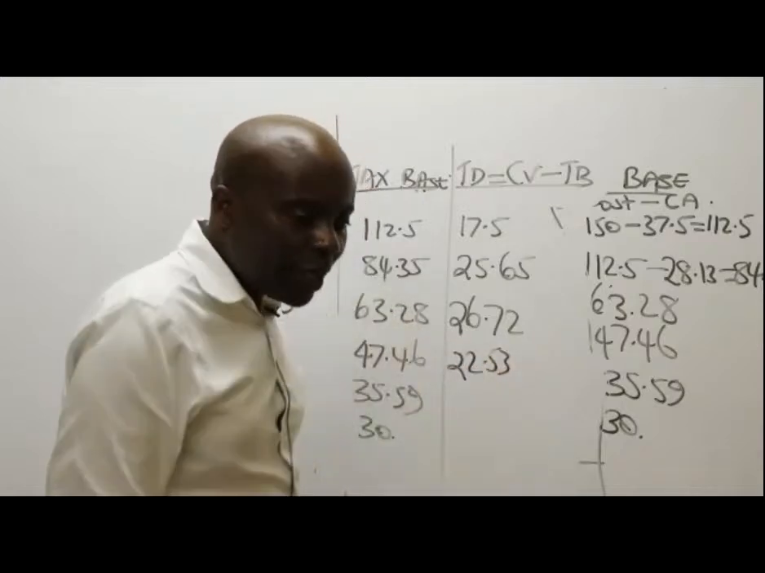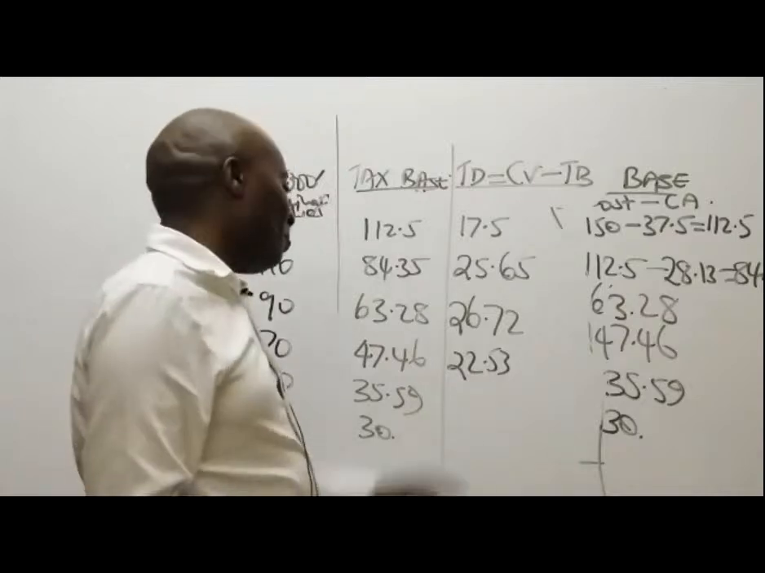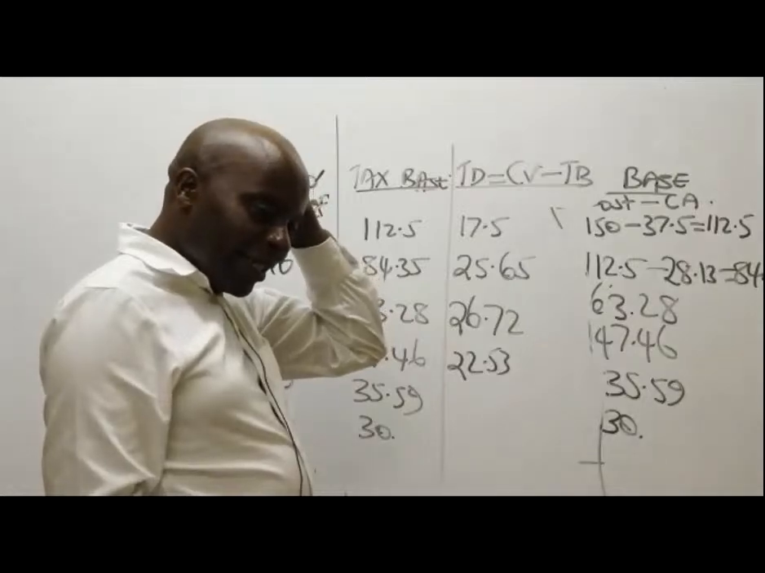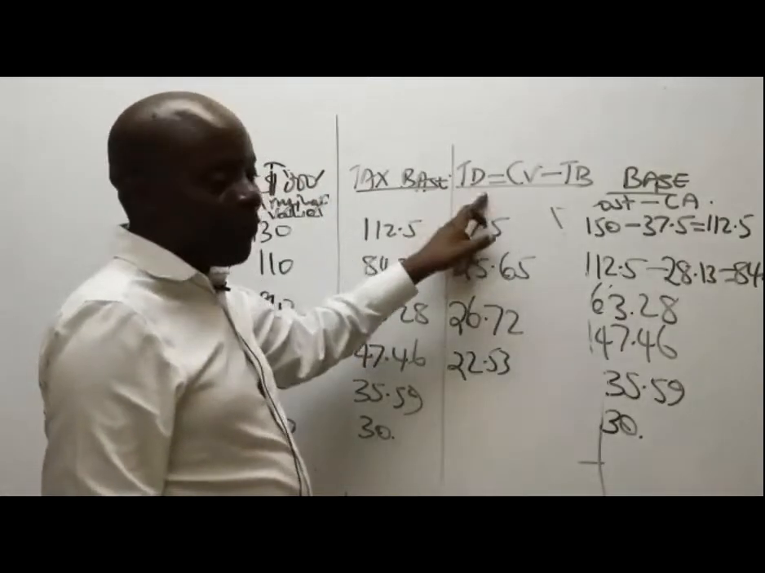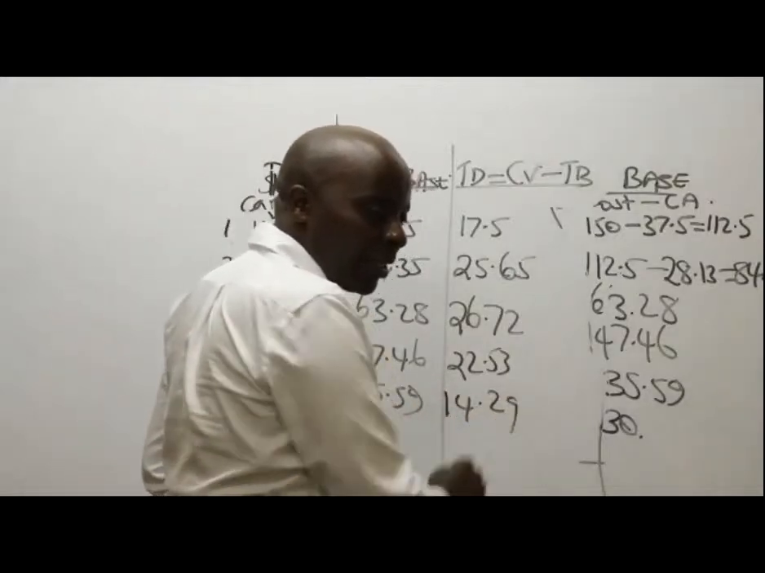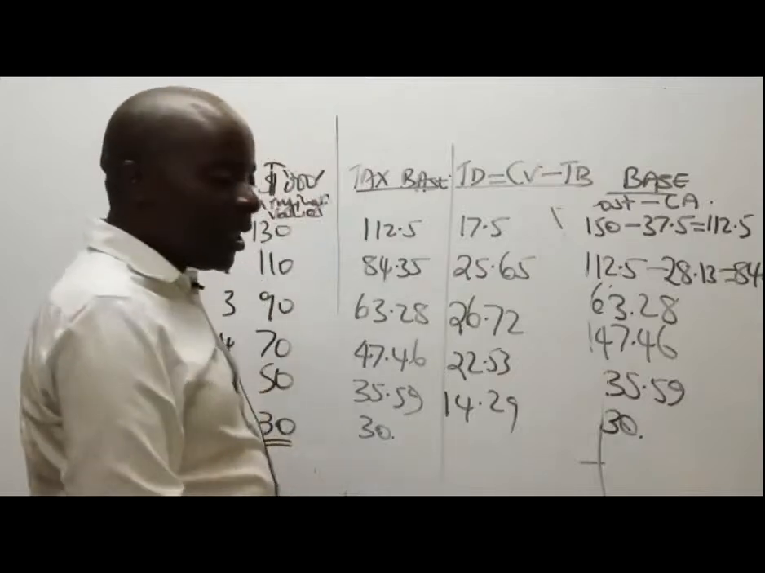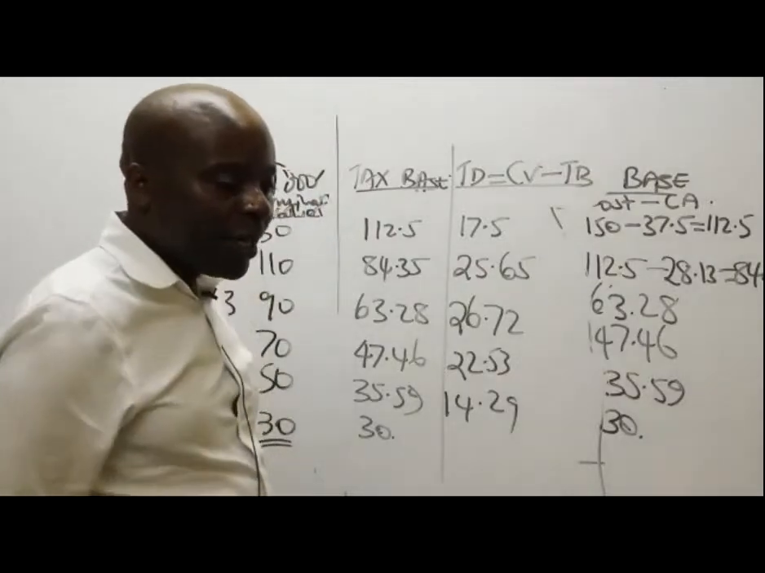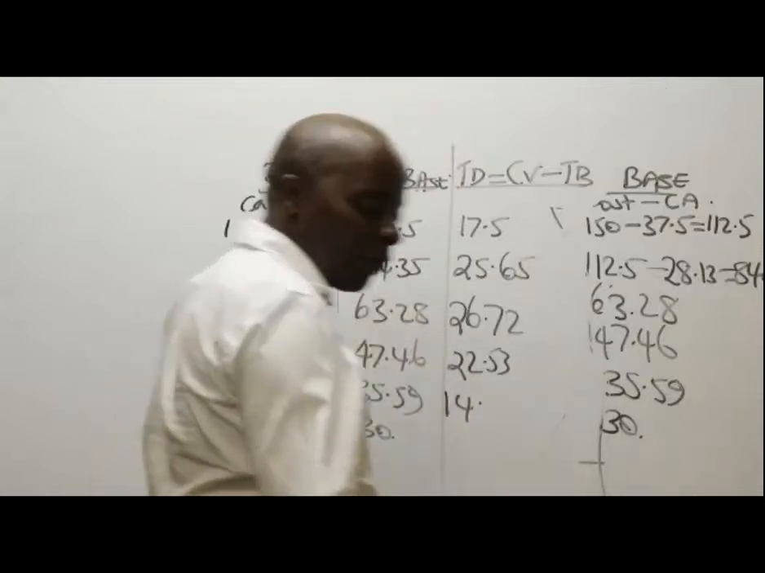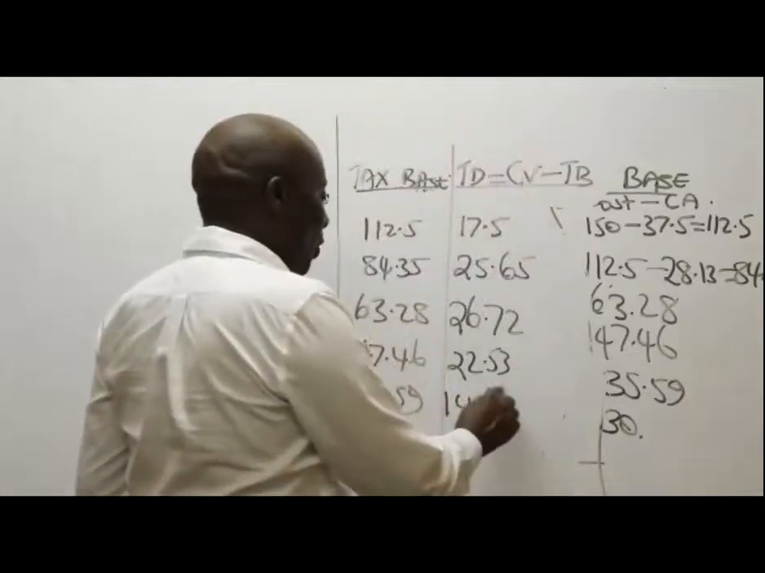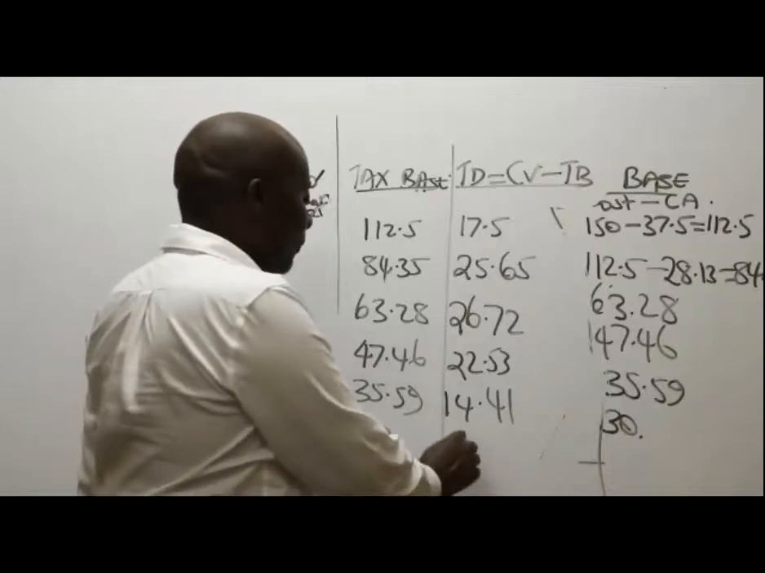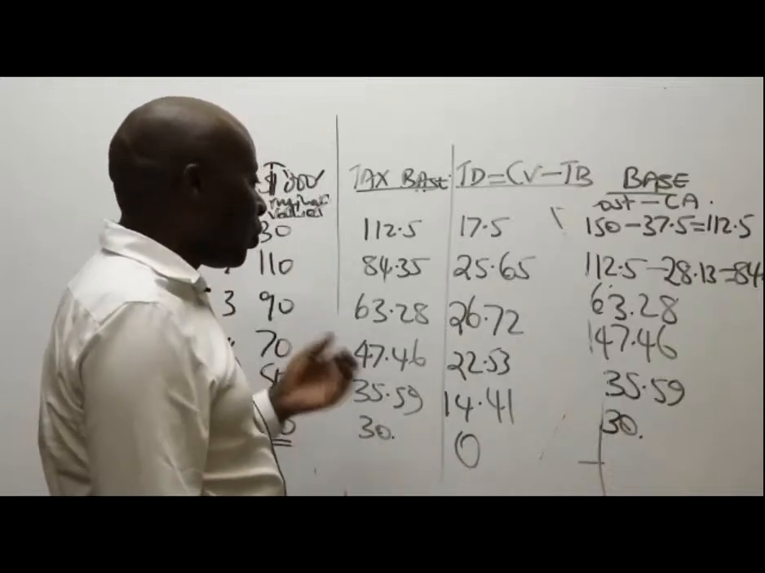22.53. And then we have 22.54. One and the same. We will not fight about that. TD stands for what? Temporary difference. Mary Kimani said it is 14.29. They have turned out very different. Is it 14.29 or 14.41? Aha, 14.41. And then the very last one, ladies and gentlemen, becomes what here? It becomes 0.